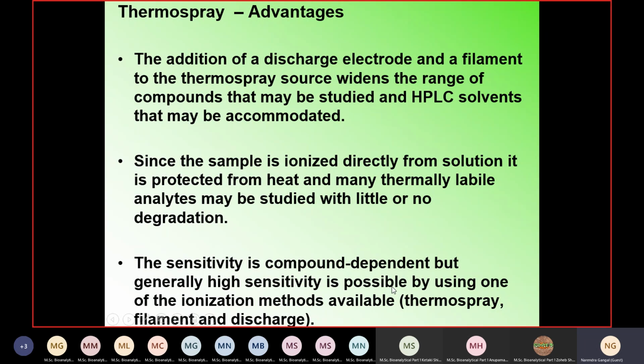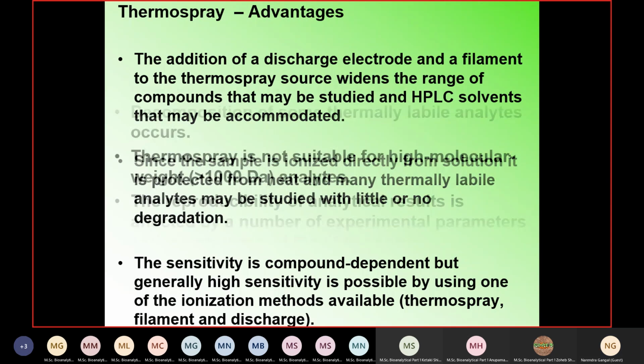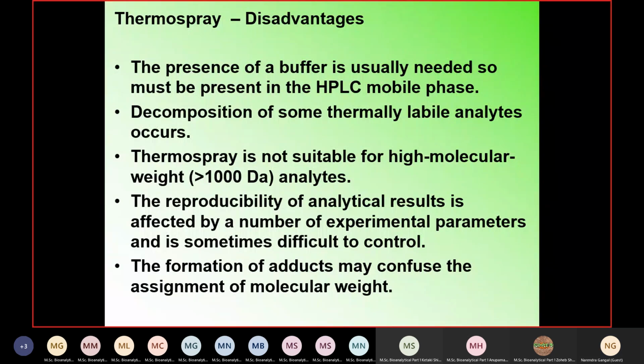the filament and discharge. As I said, with the filament and discharge, the possibility of ionization increases a lot and you get a better efficiency of ionization. Naturally, the sensitivity also increases. Then the presence of a buffer is usually needed, so it must be present in the HPLC mobile phase. It helps basically the ionization. The decomposition of some thermally labile analytes occurs, some, not all.